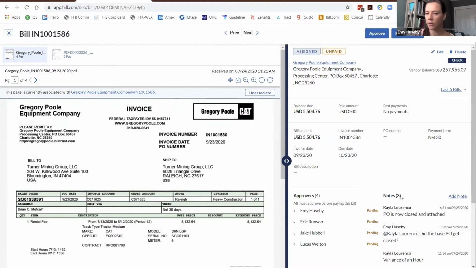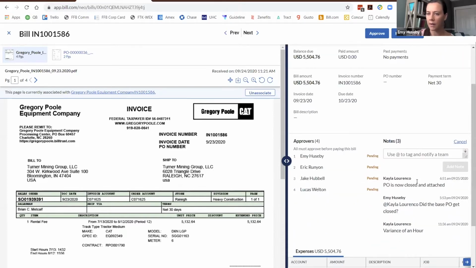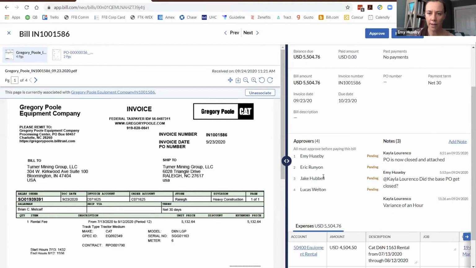Anybody that, if you've got questions and you don't necessarily want to approve or deny it, you can always add a note. You can use the @ symbol if you want to send it to somebody in particular and ask a question about it. And once you do that, all notes that are on here are available for everybody to be able to see. So you can see any of the communication around the bill off to the side like that. So I'm going to cancel out of that and not send a note.